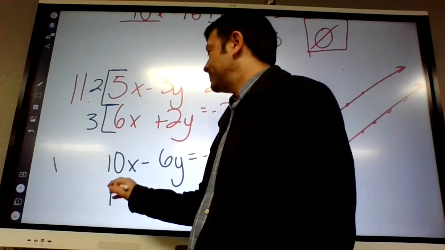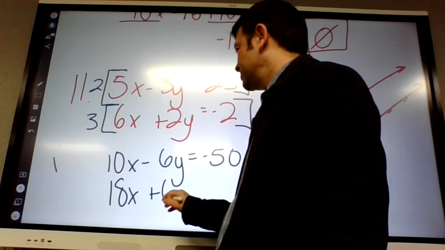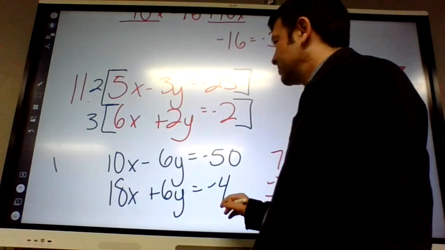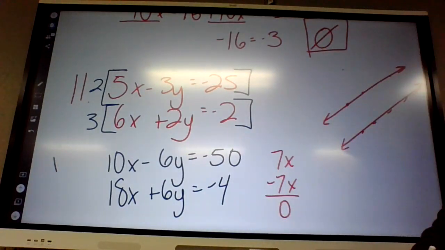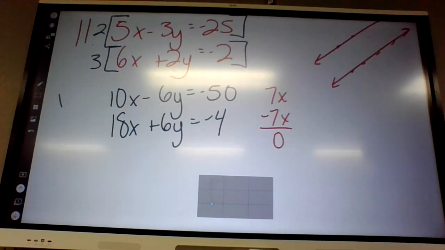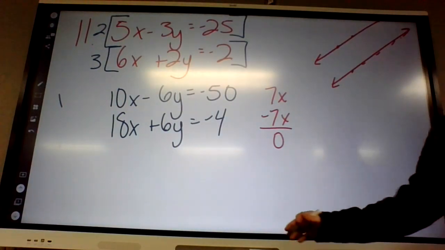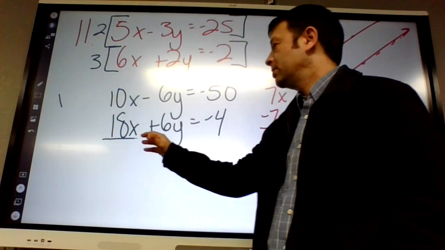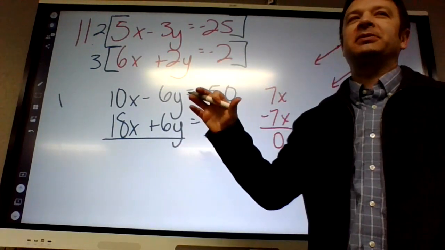2 times the top. 3 times the bottom. Okay. Skylar, what's going to happen to the y's when we add the lines together? They're gonna disappear. Right. Does that make sense?